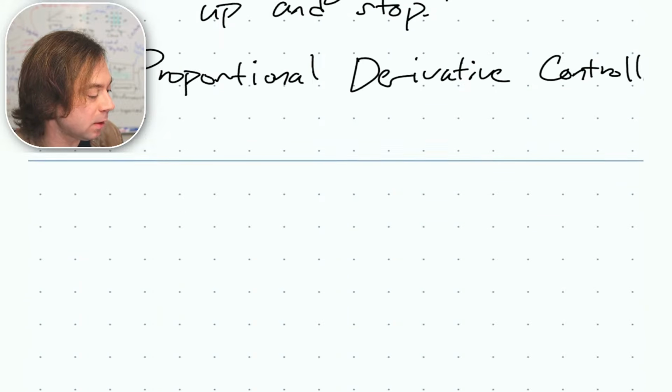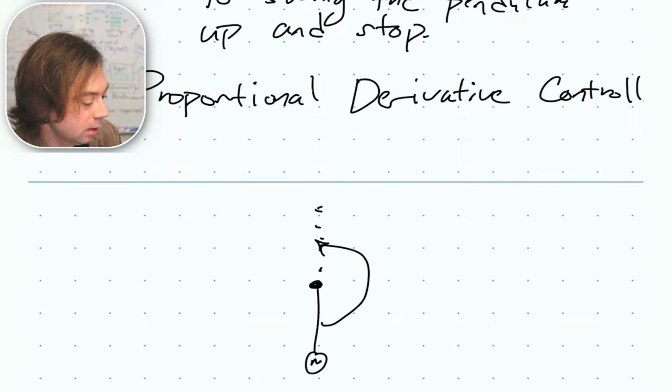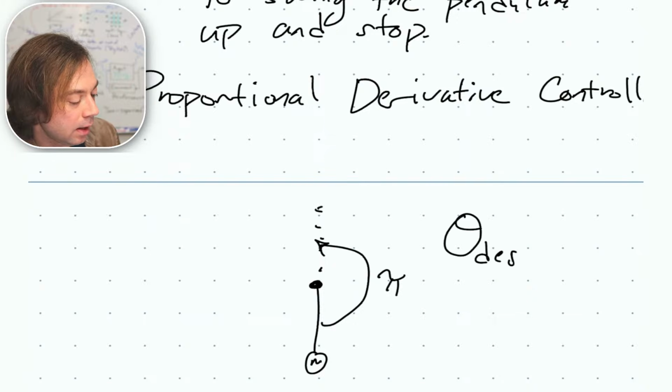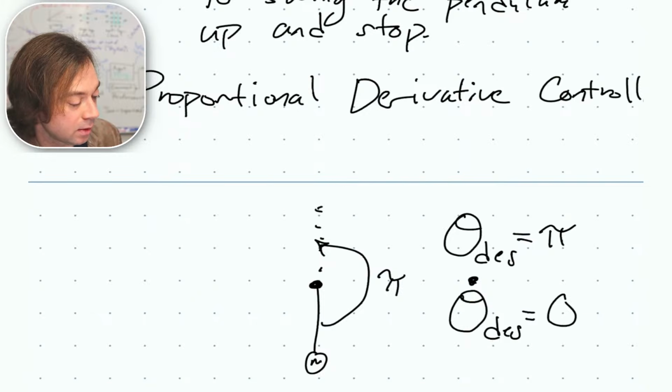And to swing up the pendulum, so we want to start here and then have it go up here. That's an angle of pi. Okay, so we have our desired angle is pi, and our desired angular velocity is 0. And this is in radians. This is in radians per second.